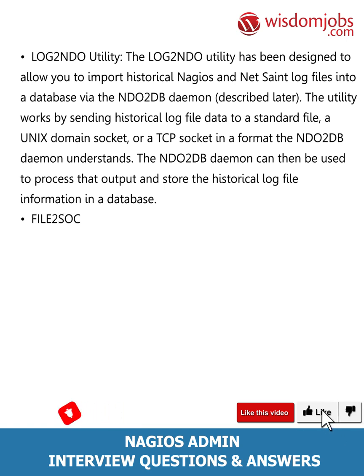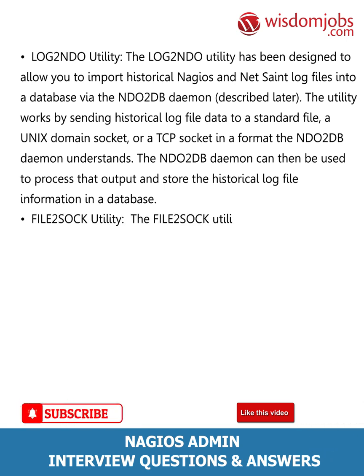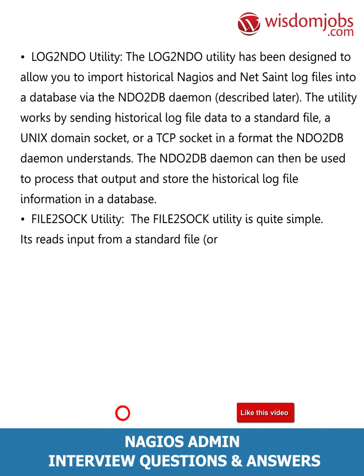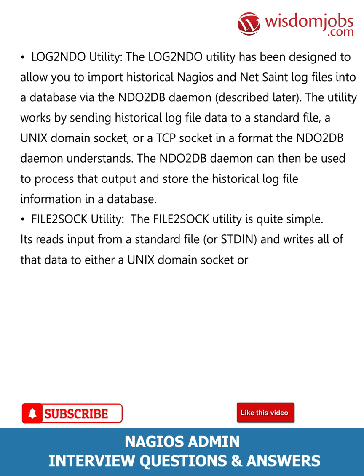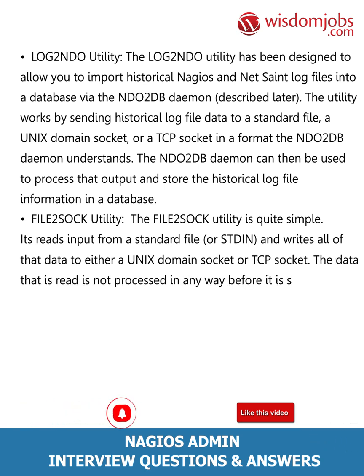File2sock utility. The File2sock utility is quite simple. It reads input from a standard file, or stdin, and writes all of that data to either a Unix domain socket or TCP socket. The data that is read is not processed in any way before it is sent to the socket.